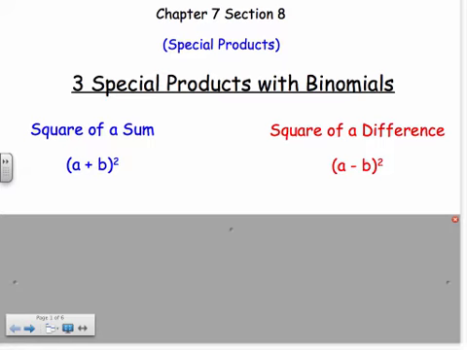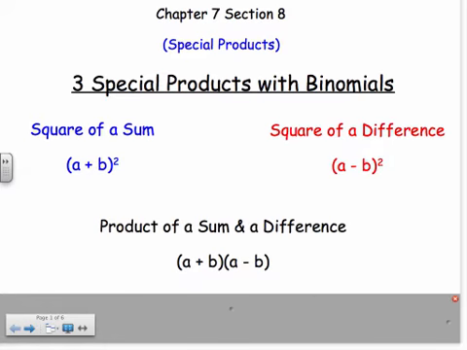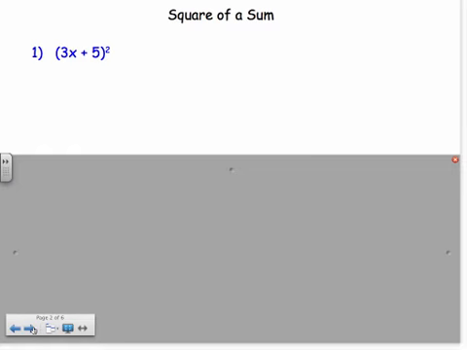And the last one is kind of the opposite of both those: the product of a sum and a difference. So (a plus b) times (a minus b). And if you can get these special products down, it saves you the time of having to go through the FOIL method or having to distribute. You can do some of these problems very quickly. So let's take a look at that first one, the square of a sum.